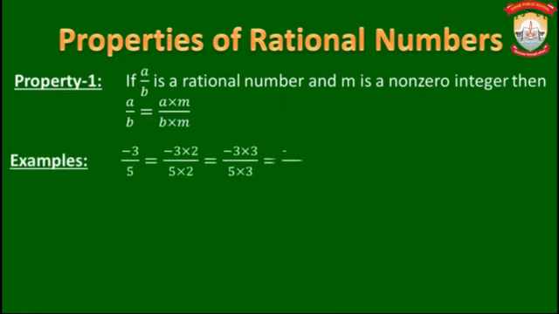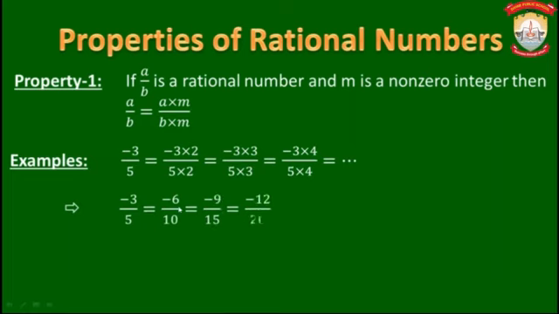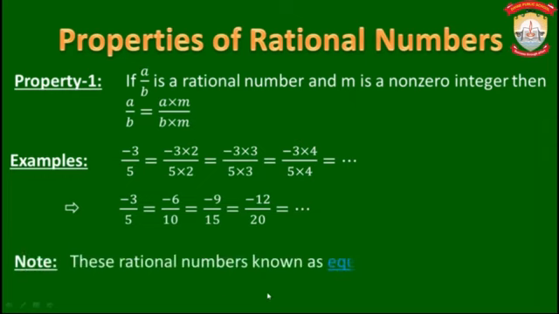For example, if we have a rational number -3/5 and we multiply its numerator and denominator by 2, 3 and 4, we will get -6/10, -9/15, -12/20. And all these results will be the same. All such rational numbers are known as equivalent rational numbers. Thus, in order to find equivalent rational numbers, we will multiply the numerator and denominator of the given rational number with the same non-zero integer. Now, property 2.